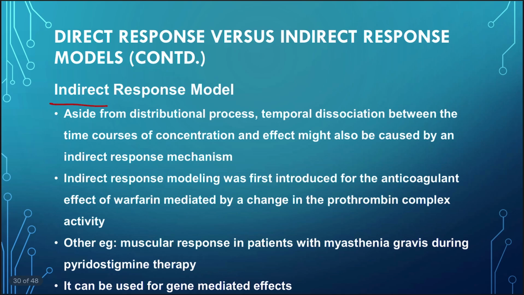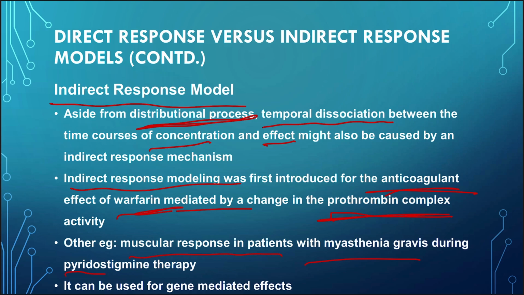In the indirect response model, apart from the distributional process, that is the distributional delay, there can also be temporal dissociation between the time course of the concentration and the effect. This is because of the presence of intermediary steps in the effect. In that case, we are going to do indirect response PKPD modeling, and it was first used for the anticoagulant warfarin, which mediates its effect by acting on the prothrombin complex. Other examples include the muscular response in patients with myasthenia gravis, which is treated with pyridostigmine. Pyridostigmine is an acetylcholinesterase inhibitor, so indirectly it is going to increase the concentration of acetylcholine, thus it will produce the desired effect.